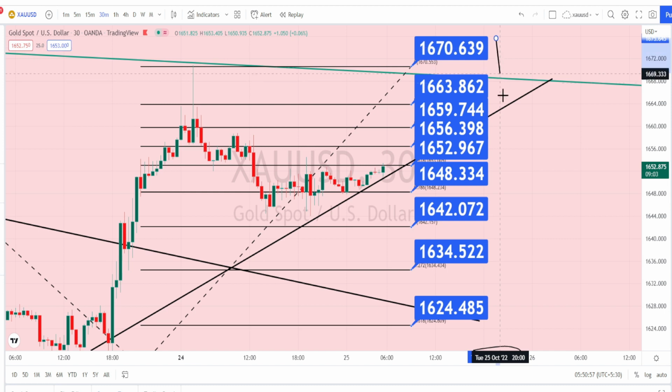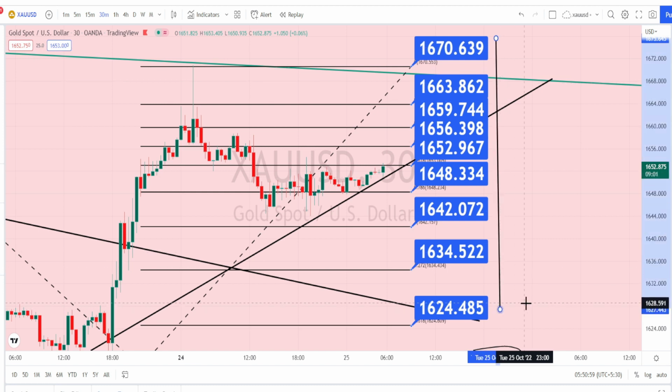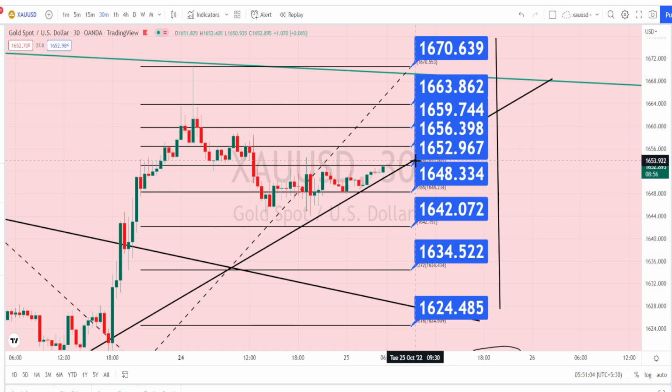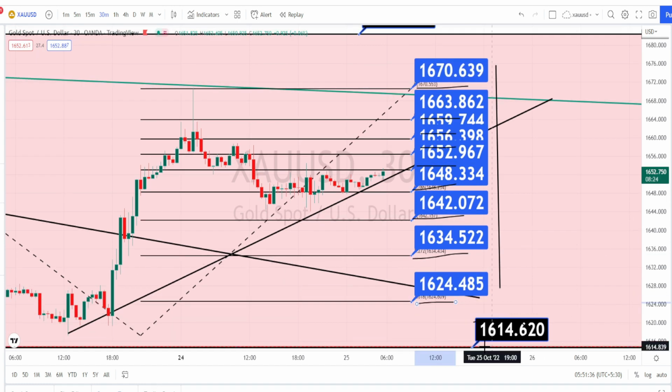Let us mark the support and resistance levels. So the values within these blue color boxes are the resistance and support levels for current price action in 30 minutes time frame. Currently the price action is trying to break the resistance level of 1652, and if the price action breaks this resistance level, next level of resistance is going to be around 1656, 1659, 1663 and 1670. And if the price action breaks the support level of 1648, next level of support is going to be around 1642, 1634, 1624 and 1614.